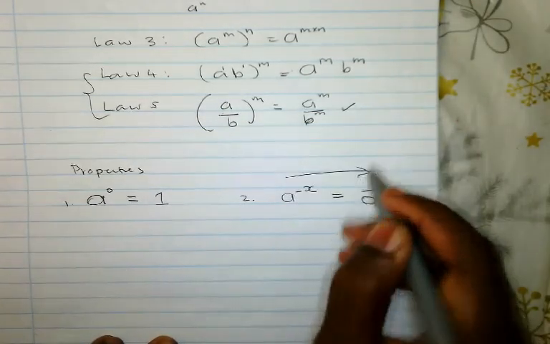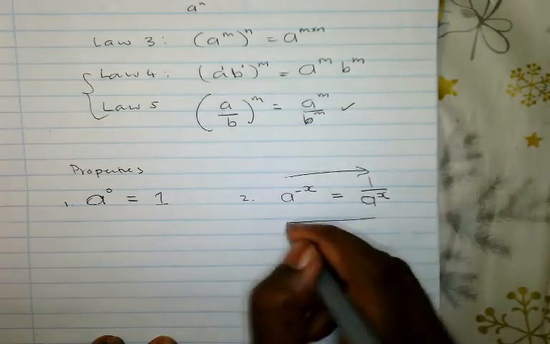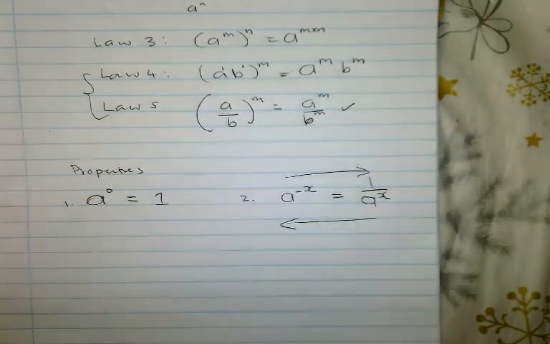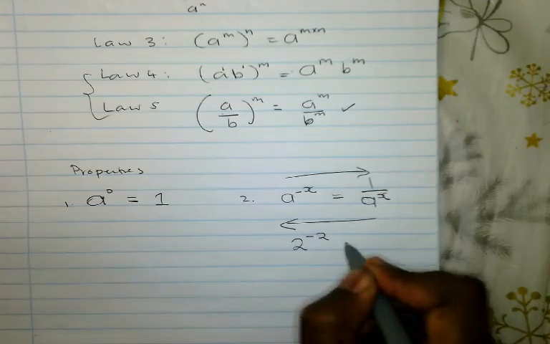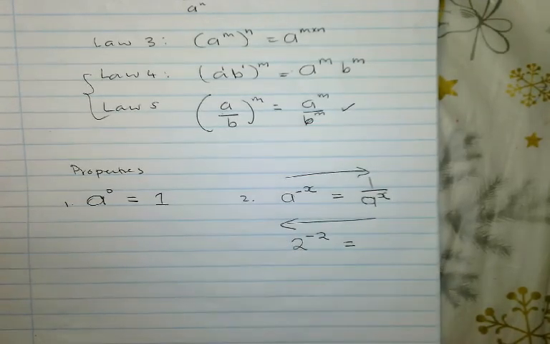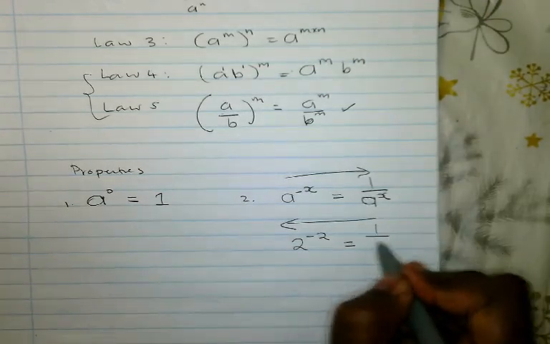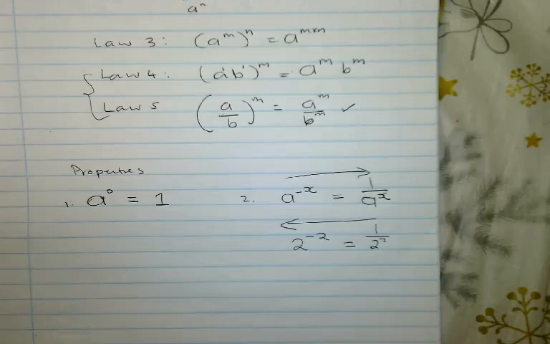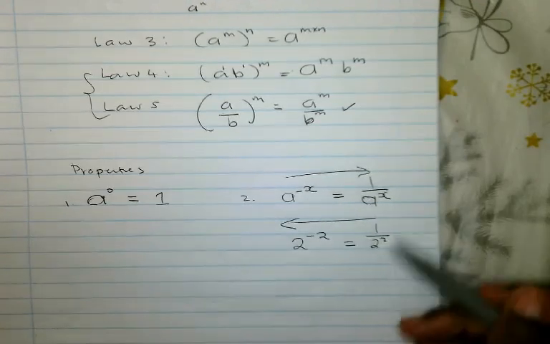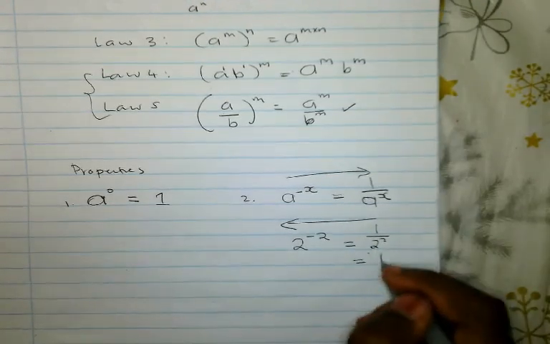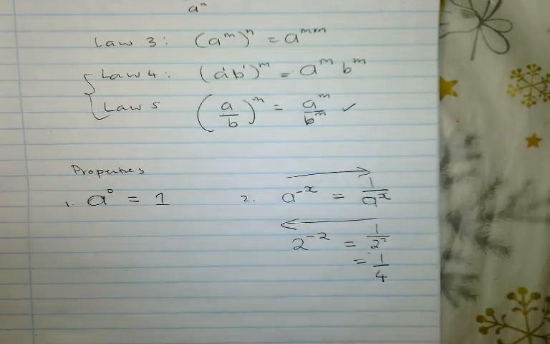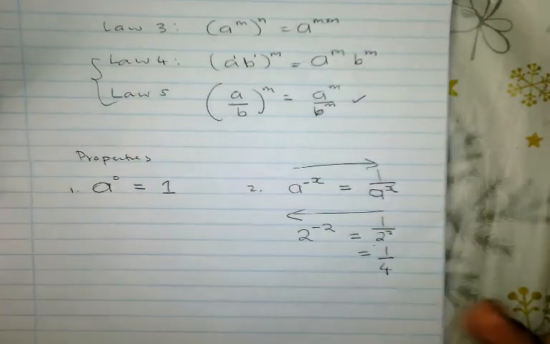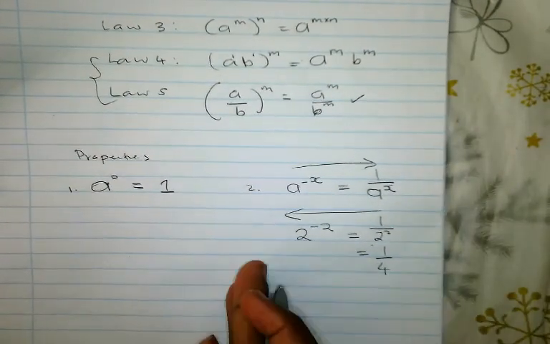You need to be able to move from here to there, and you need to be able to also move from there to here. So if I was given 2 to the power of negative 2, and they say write this as a positive exponent, I'm going to have 1 over 2 squared. The whole thing becomes positive, but as a denominator, which becomes what? 1 over 4. Does it make sense?